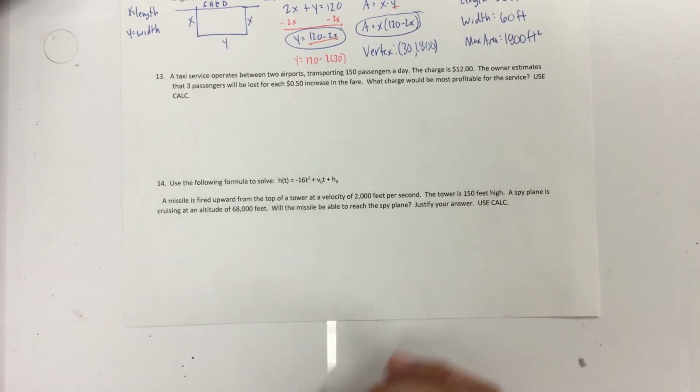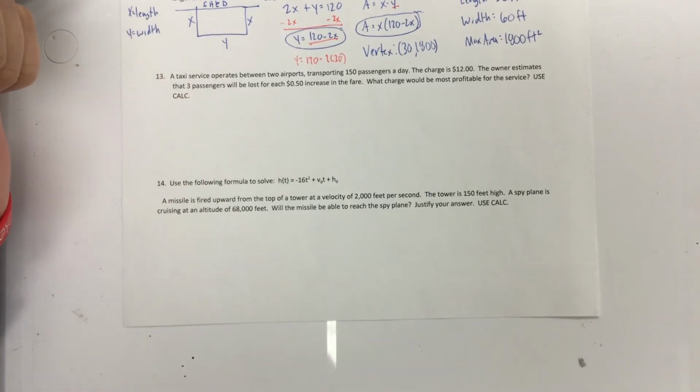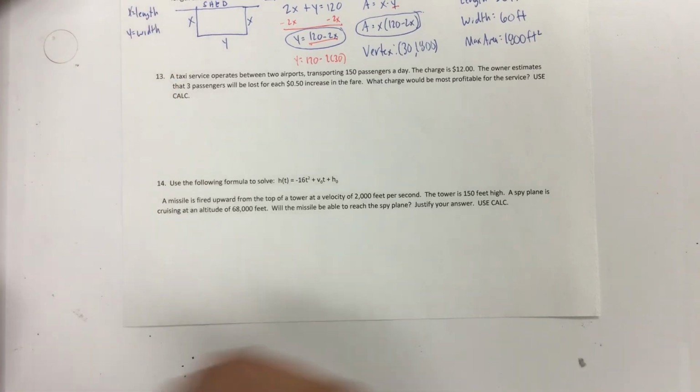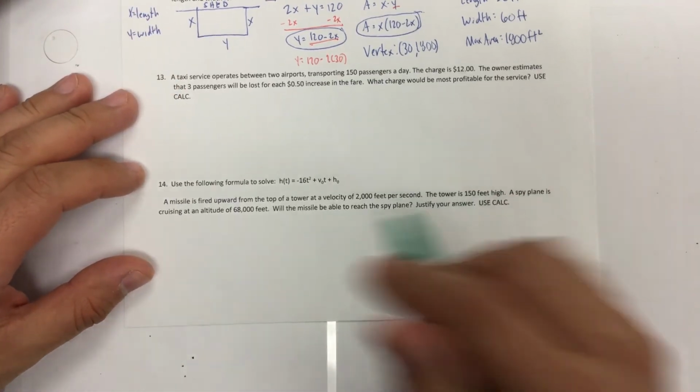For number 13, it says a taxi service operates between two airports transporting 150 passengers a day. The charge is $12. The owner estimates that 3 passengers will be lost for each 50-cent increase in the fare. What charge would be most profitable for the service? Use your calculator. Okay, so first we're going to have to come up with these equations here.